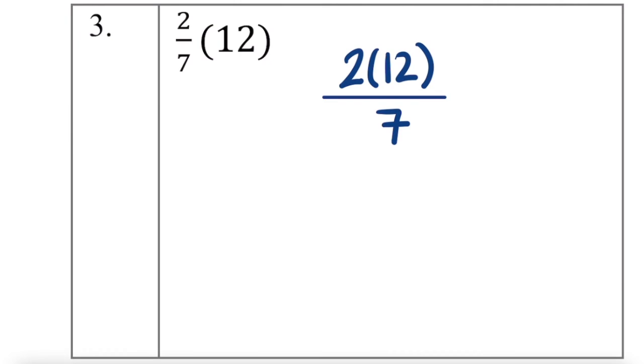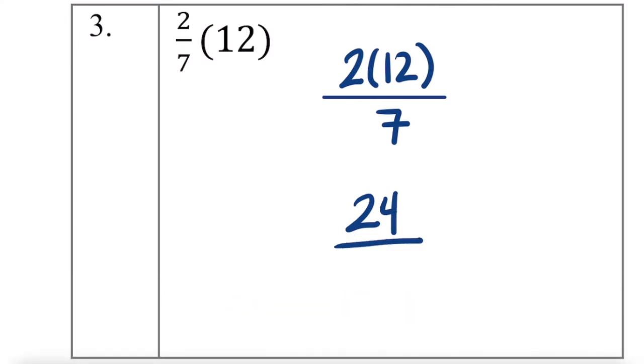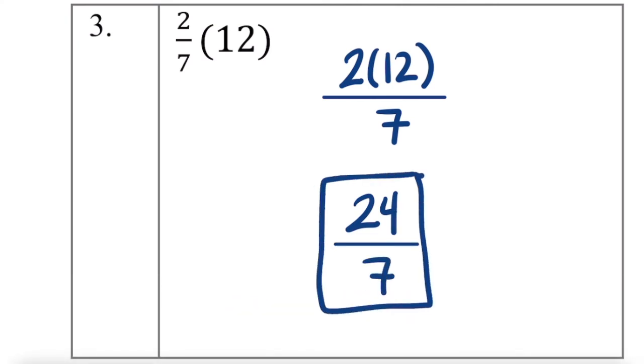They don't have any common factors. And 12 and 7 don't either. So if you can't divide and you can't simplify, we're just going to multiply. 2 times 12 is 24 over 7. And I know there's nothing else I can do here. This is all of the math that I can do.